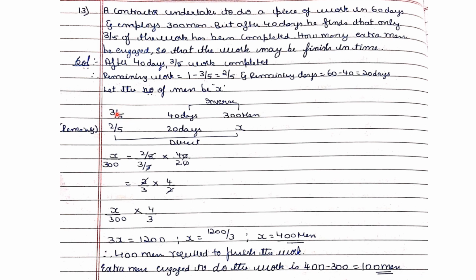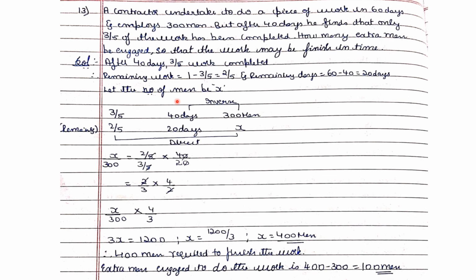So first take 3/5 and 300 men. To complete 3/5 of the work, you require 300 people. In the same way, to complete the remaining work, that is 2/5 of the work, how many people are required? Here you have less work and fewer men. To complete 3/5 of the work, you require 300 men. In the same way, to complete 2/5 of the work, you don't require 300 men. You can complete it with very few people.